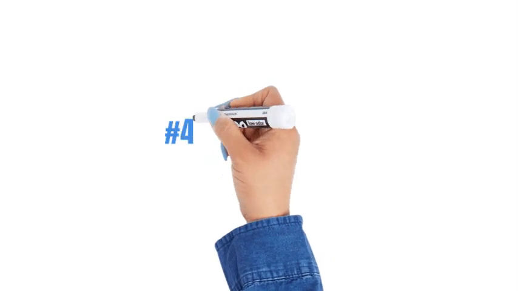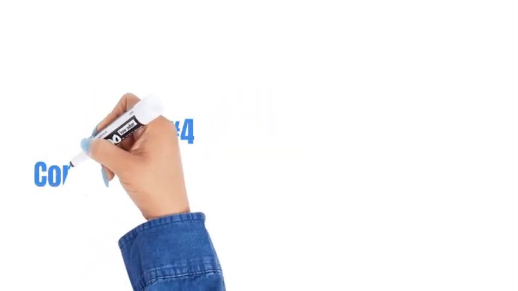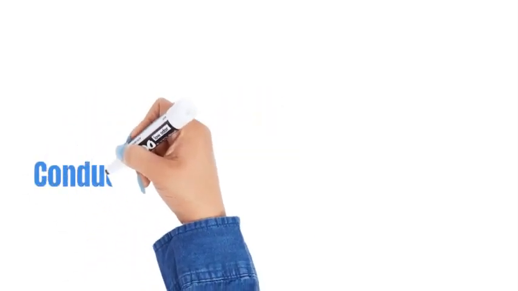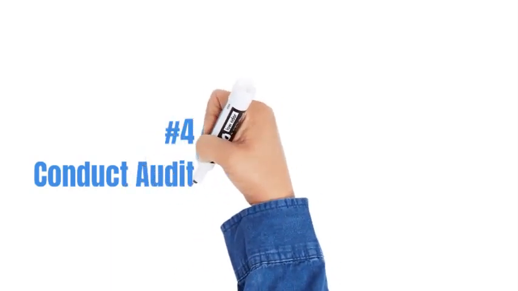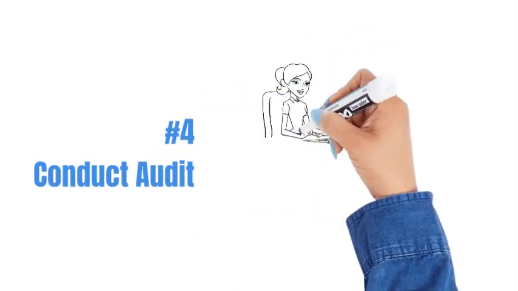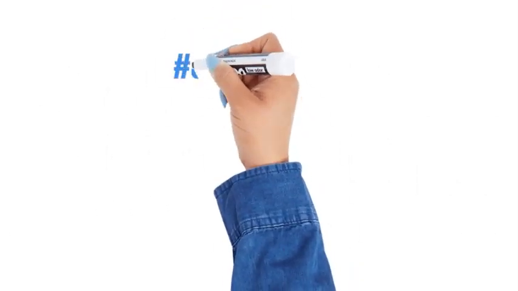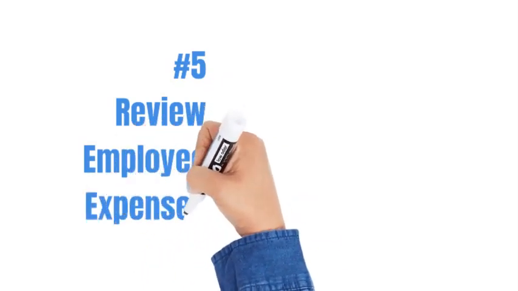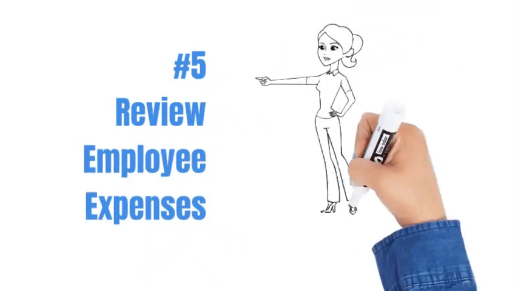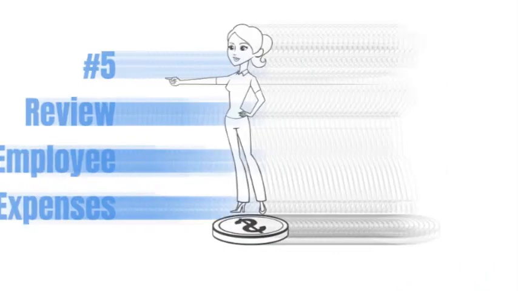4. Conduct audits. Regular audits can help identify any irregularities or fraudulent activities. Conduct audits of financial statements, transactions, and other financial data. 5. Review employee expenses. Review employee expenses to ensure that they are legitimate and properly documented. Look for any irregular expenses or reimbursements.